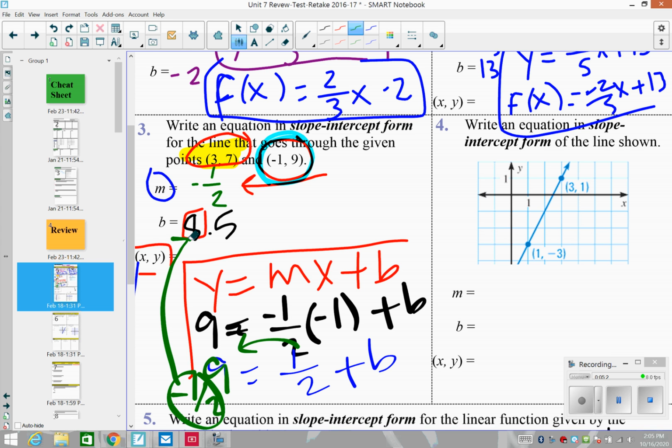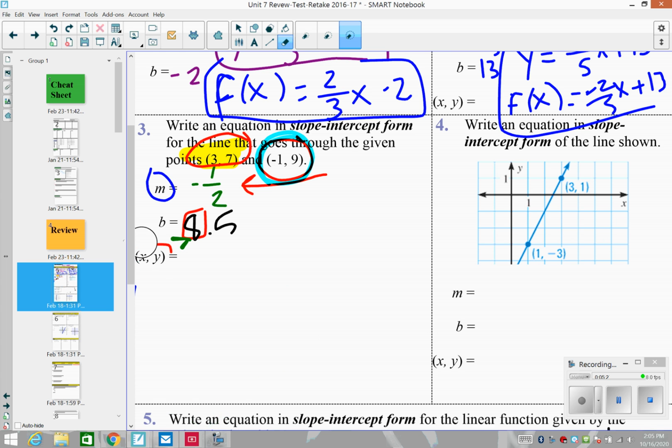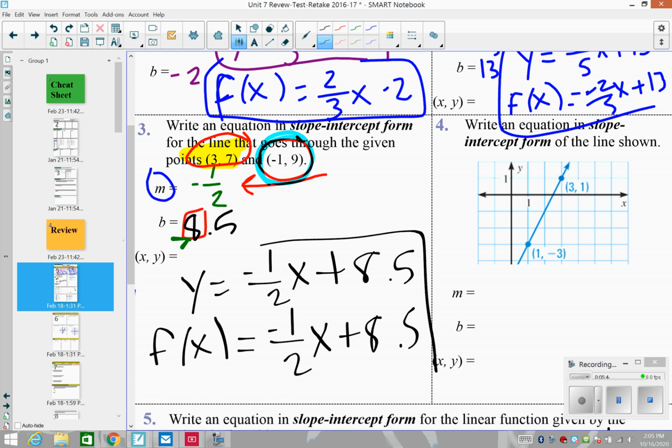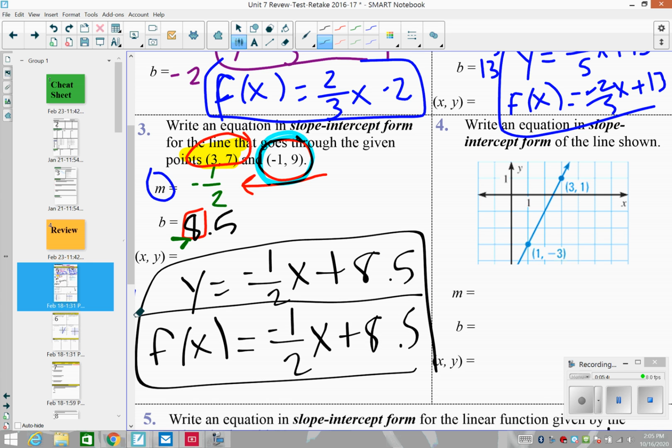So final then would be write an equation in slope intercept form is what you're asked to do. I was just verifying my answer there. We get y equals negative 1/2 x plus 8.5. Now, if it's in function notation, it just translates to this. So it's just basically the same process. We're just rewriting that y in function notation.